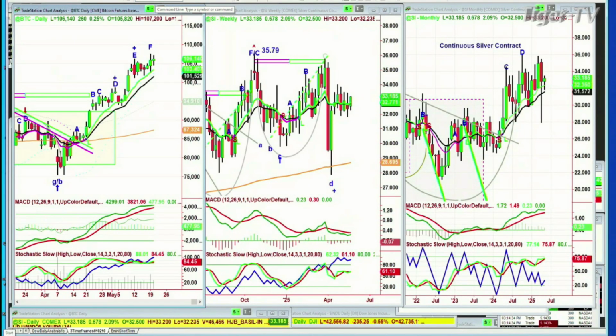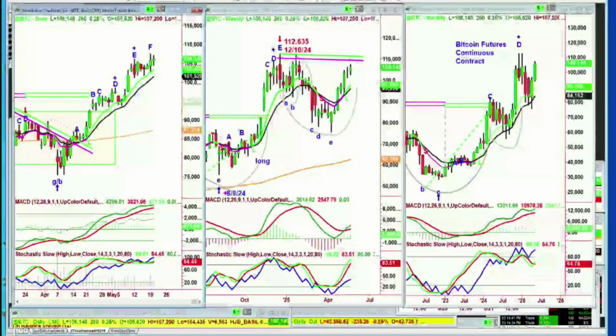Let's just go to Bitcoin right now as we're going to the break. Bitcoin's holding really nicely up 260 at 106,140. That's why we're still long. We think it's going to test this inside track repellent zone in the 110,000 area.